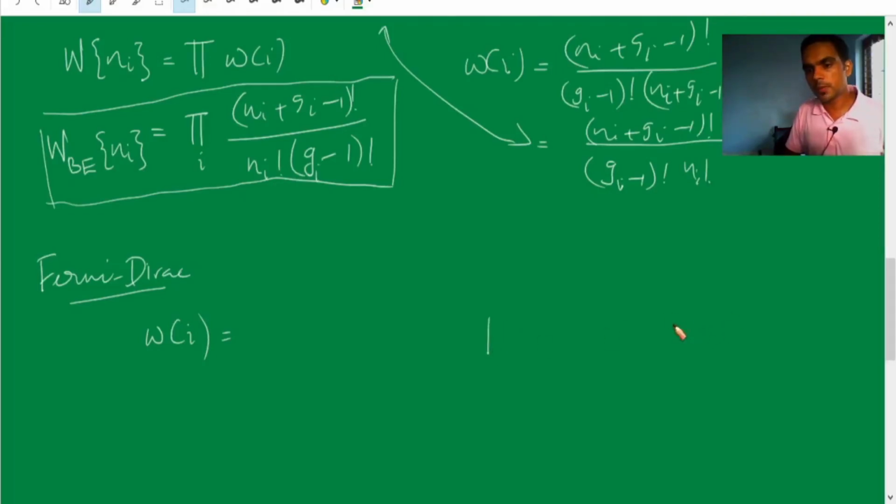So I'll draw. There are Gi levels. This is ith cell. So Gi levels are there, and Ni number of particles is there. So Gi levels: 1, 2, 3, 4, 5, 6, 7, 8. There are 8 levels. So I can have maximum 8 number of particles. That's the thing. Okay. So Gi is always greater than or equal to Ni.